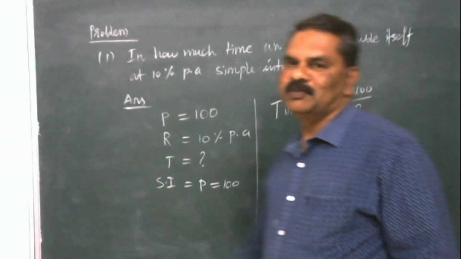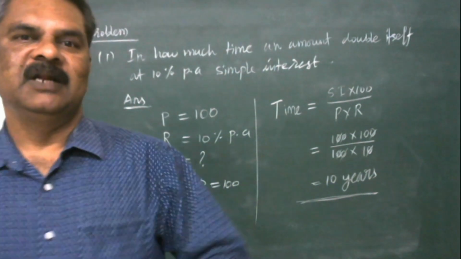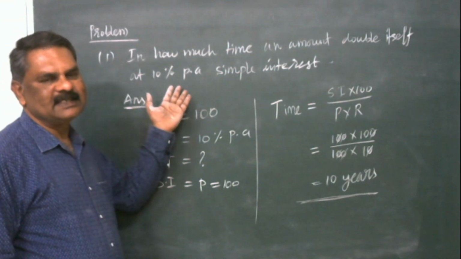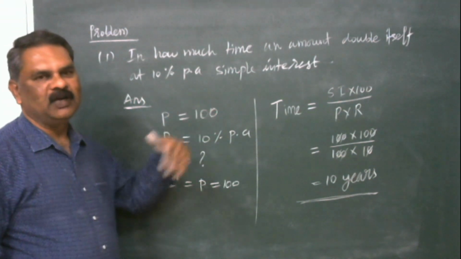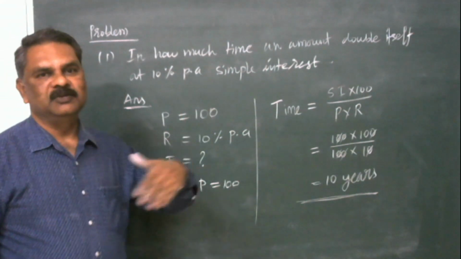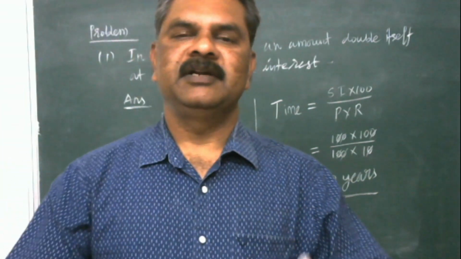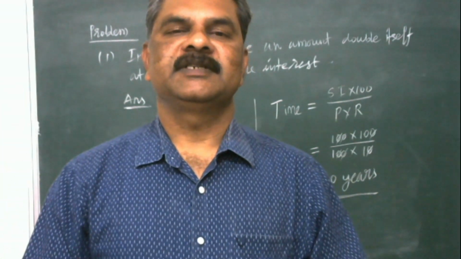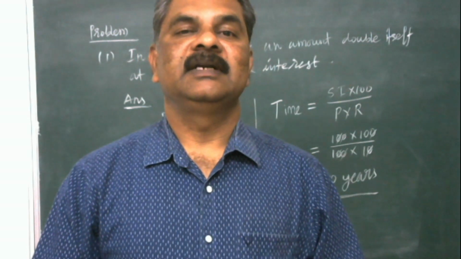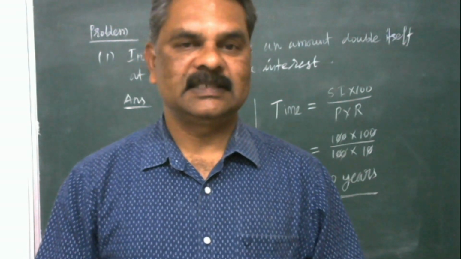Suppose you want to make your amount double by investing. If the simple interest is 10% per annum, how long will it take? It will take 10 years to double the money. So to make the money double, you need to invest at 10% simple interest, and it will take 10 years.